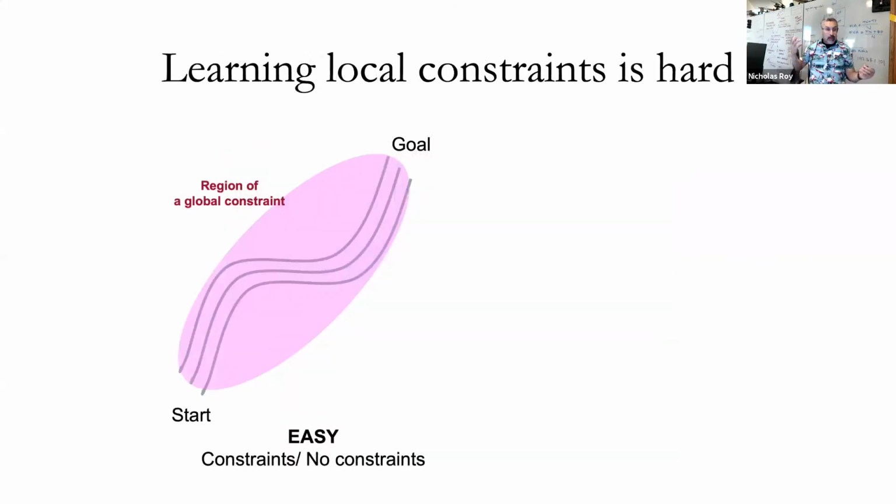But learning local constraints is hard. If you're going to have global constraints, you basically just have the problem of knowing whether the constraints are on or not during the demonstration.